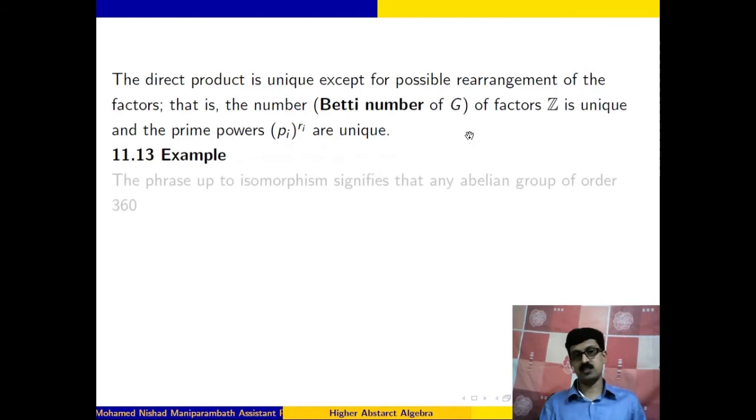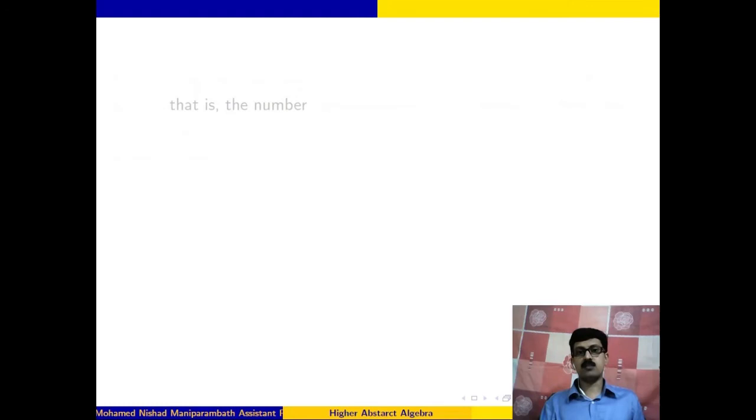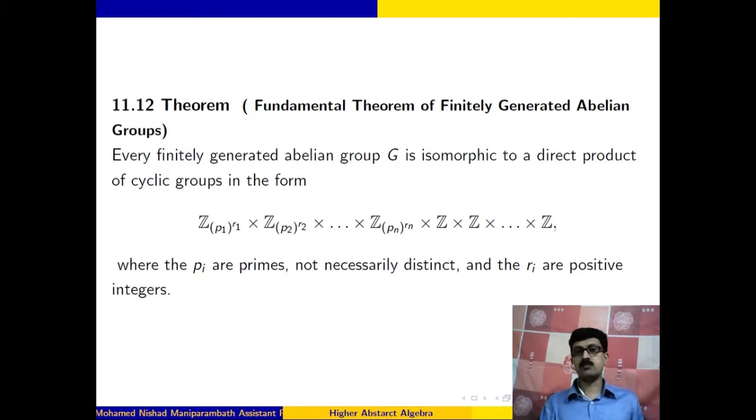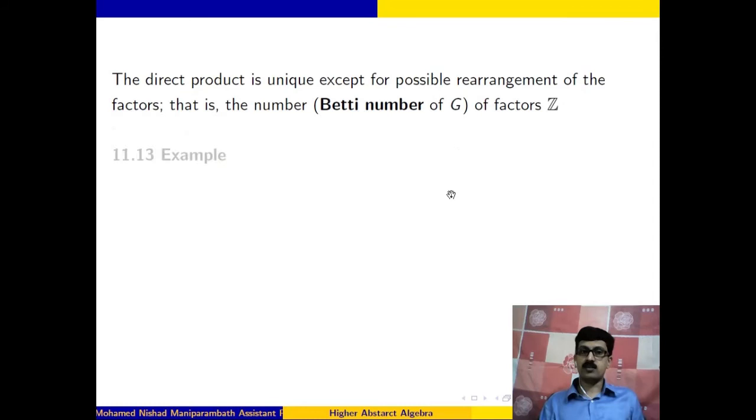This is what is called the fundamental theorem of finitely generated abelian groups. We use this theorem in many parts of this session. In the upcoming theorems, we are using this fundamental theorem. You may note this as theorem 11.12. We always call it theorem 11.12, the fundamental theorem of finitely generated abelian groups. Okay, we can move to an example.